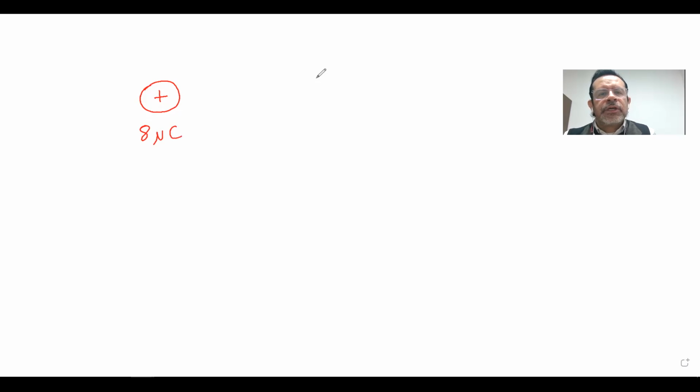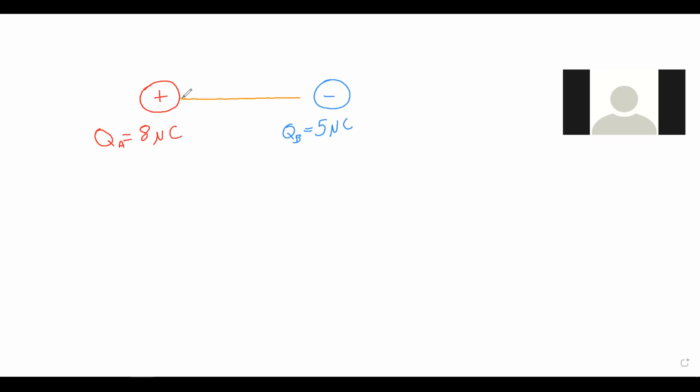And then we're going to have QB, which is going to be negative, and it's going to be 5 microcoulombs. This is QB, and this is QA. Okay, what's the distance between these two? 10 centimeters, or 0.1 meters. Perfect. Yeah, that's important.